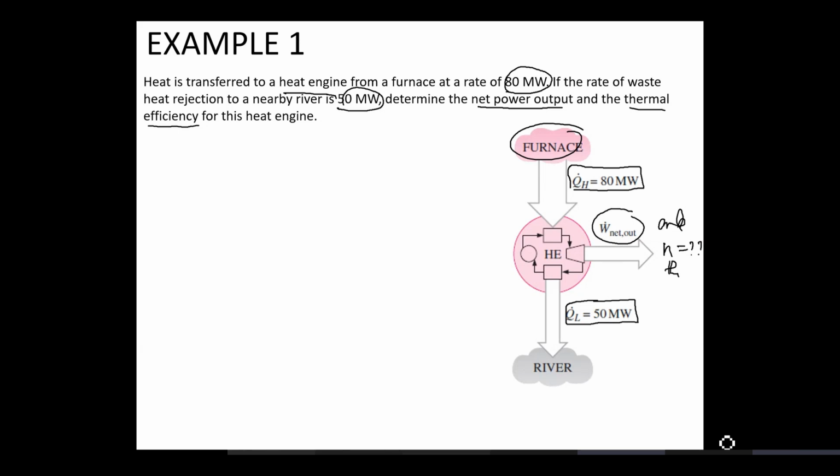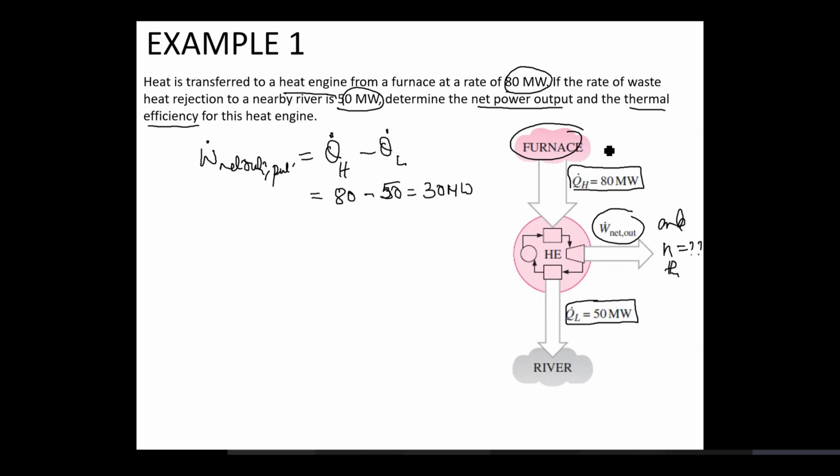Okay, all right. What's your good name? Ashar. Ashar, could you explain what is your answer for the net power output? Sir, 30 megawatts. Very good. So the net power output, W dot net out, I'll place a dot on top of it since we're talking about the rate, is essentially Q dot H minus Q dot L, which is 80 minus 50, which comes out to be 30 megawatt.